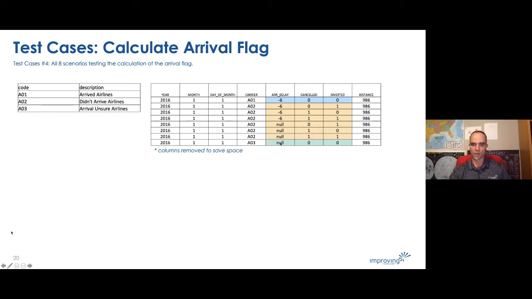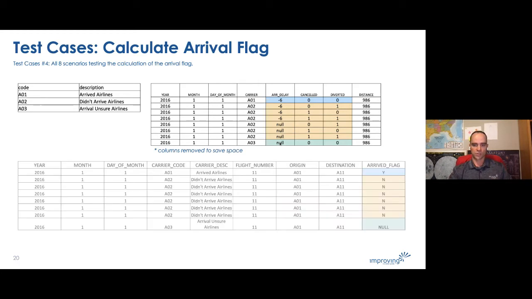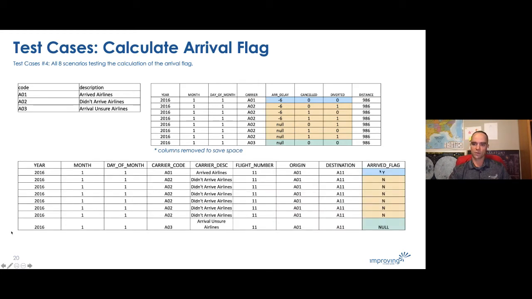The last one is where arrival delay is null, so I don't know if it arrived. It says that it wasn't canceled or diverted, but I don't know what its delay was. I'm not sure. And of course the expected outputs that I would have are yes, it arrived, no, it didn't, and null. All right, so those are our test cases.